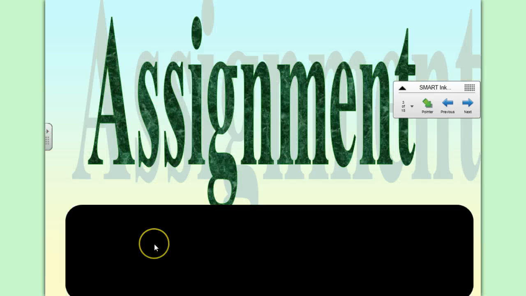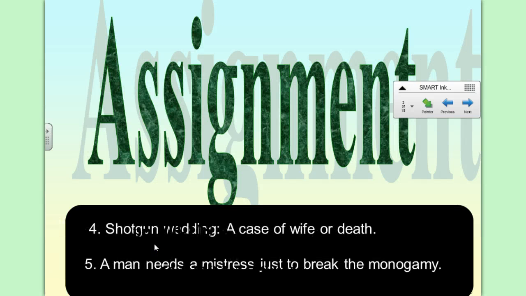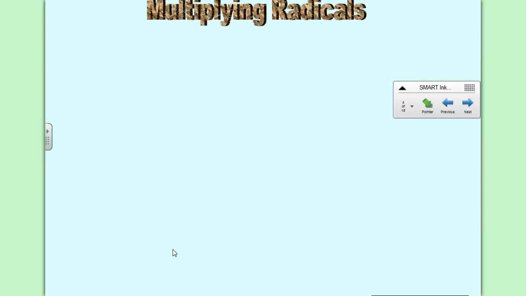A little joke along the way, some puns. A shotgun wedding is a case of wife or death. Whoa. What about a man? A man who needs a mistress just to take a break from the monogamy. Just to break the monogamy. If you need somebody to explain that in class tomorrow, just ask.